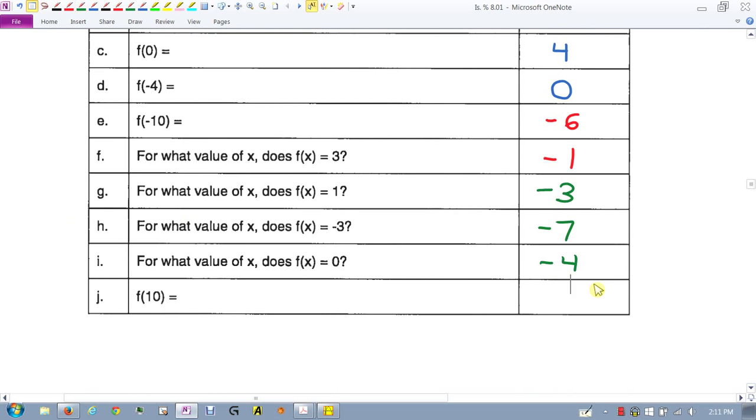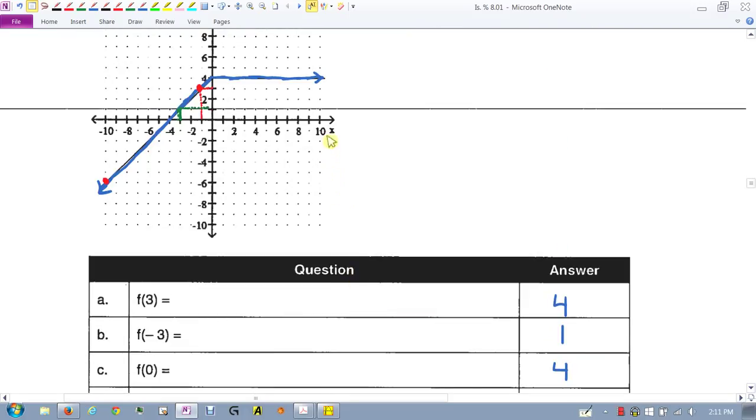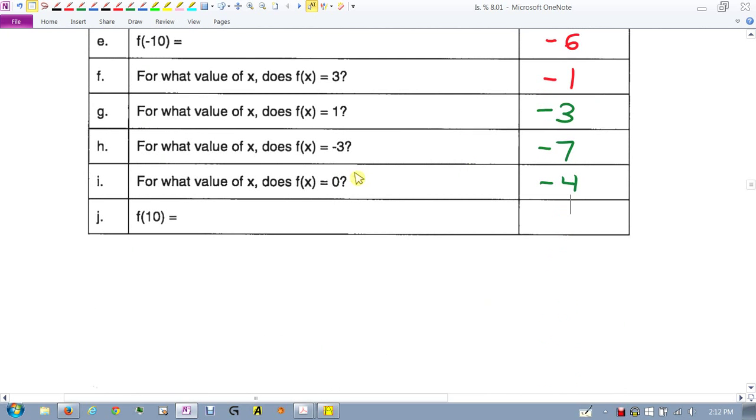And finally, what's f of 10? Yep. Now it's f of 10, so you're plugging 10 in, spitting out 4.